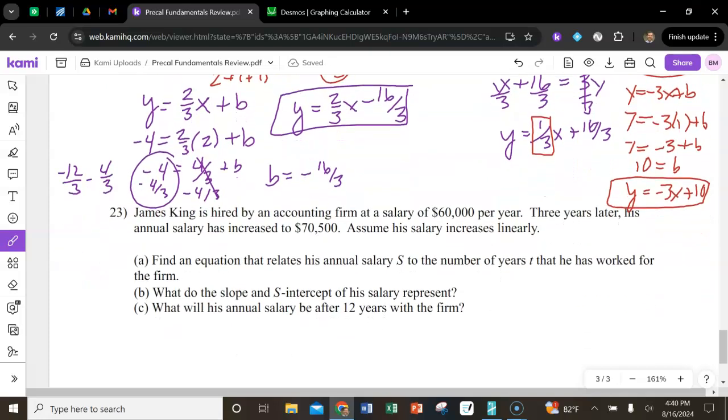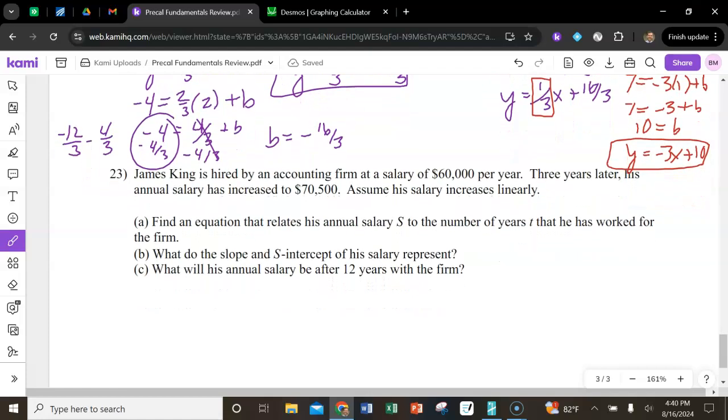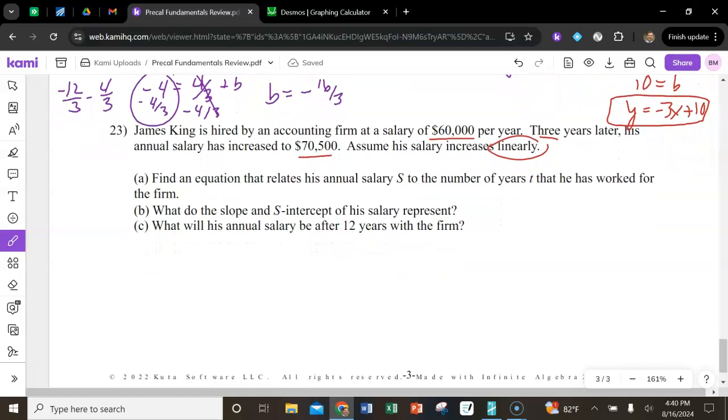And the last question is also just a slope-intercept form question. And I know that because I see the word linear in this. This guy's hired by an accounting firm. His starting salary is $60,000, and 3 years later, his salary is now $70,500, and we want to assume his salary increases linearly. The first question is to find the equation that relates his annual salary S to the number of years T that he's working.